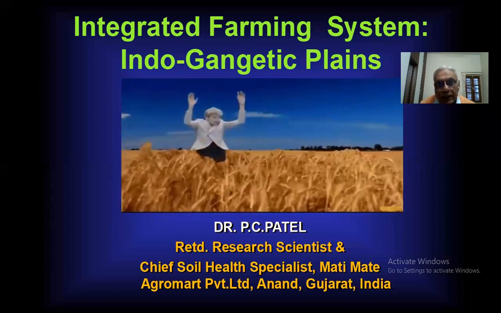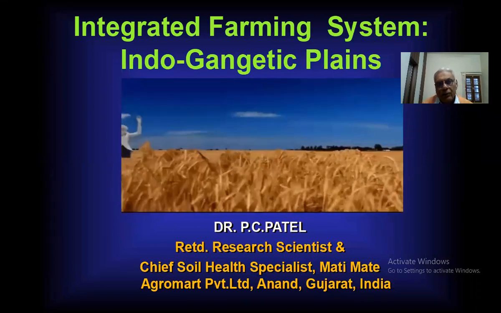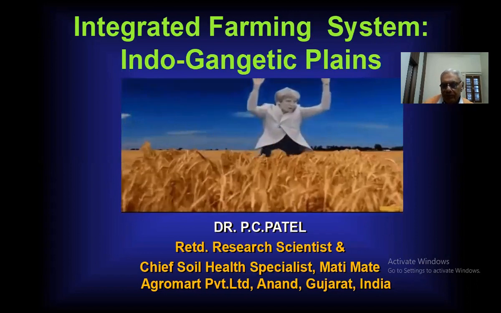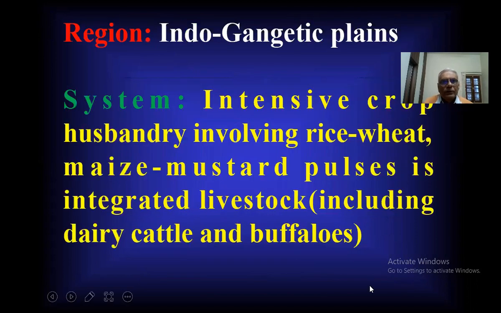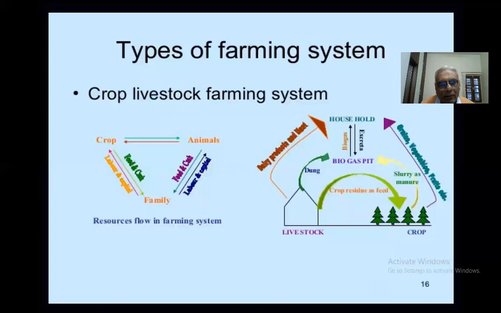Today's topic is integrated farming system, Indo-Gangetic Plains. The system has intensive crop husbandry involving rice and wheat, maize-mustard, and pulses, along with livestock, including dairy cattle and buffaloes. So the type of farming system is a crop-livestock farming system, so here crop and animals.